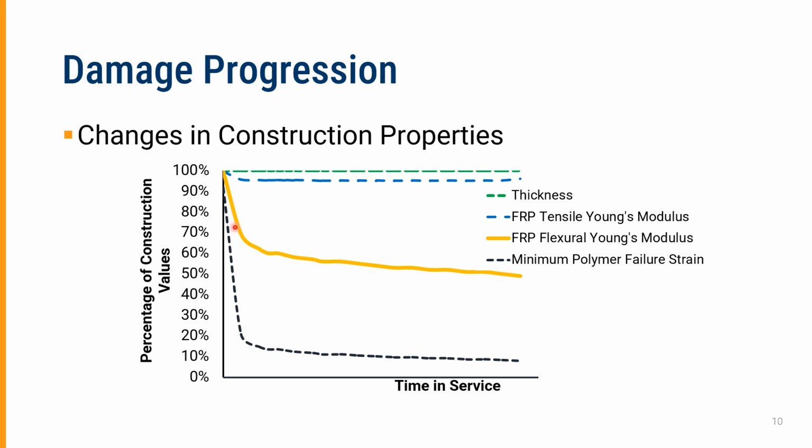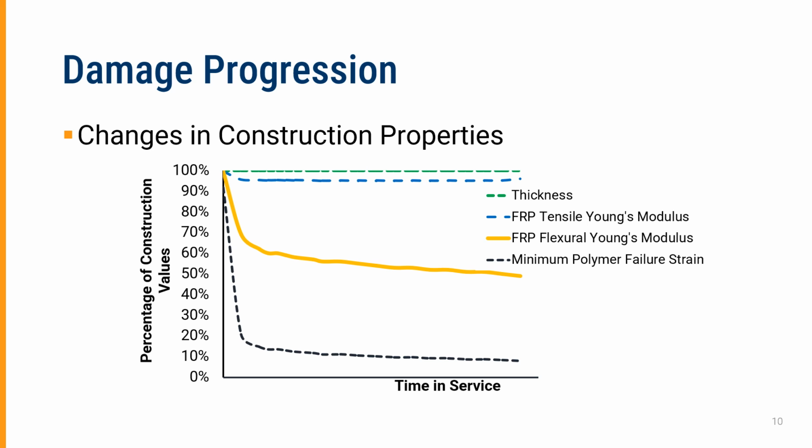The flexural Young's modulus, different from tensile Young's modulus. The differences are actually discussed in the first video. It will decline logarithmically with time in service. And in fact, what we'll see is as the flexural Young's modulus declines, we get a corresponding but even deeper decline in the strain at failure for the polymer.